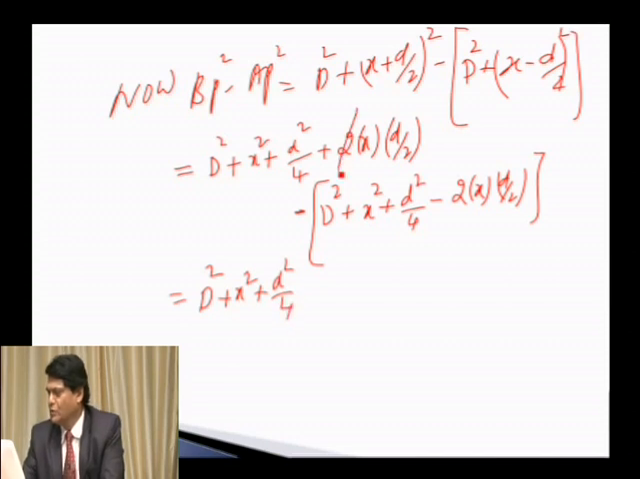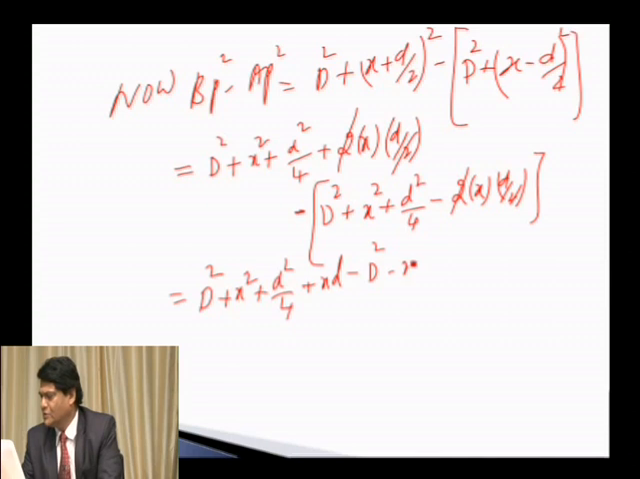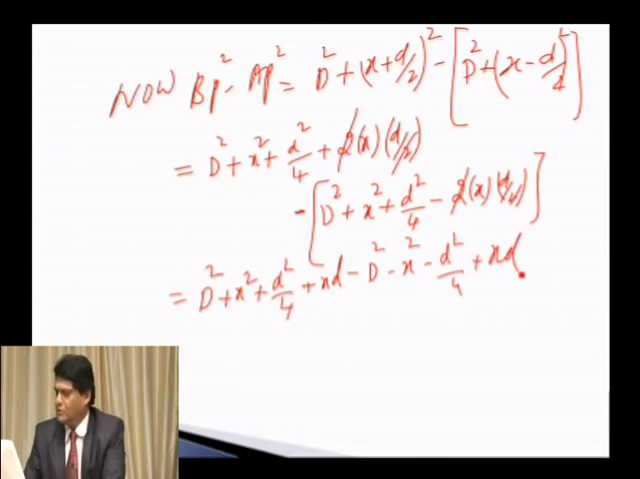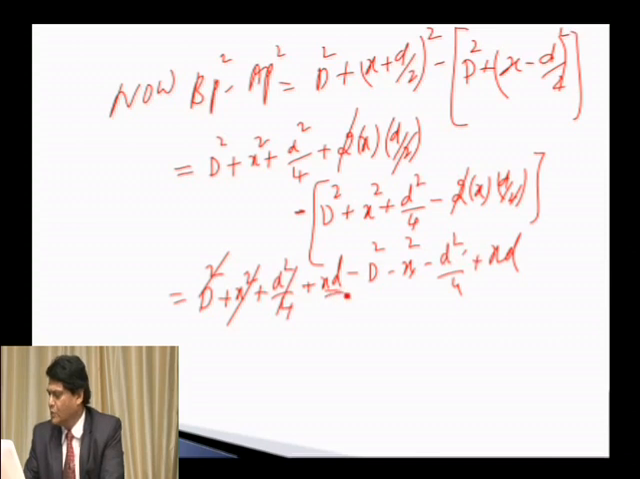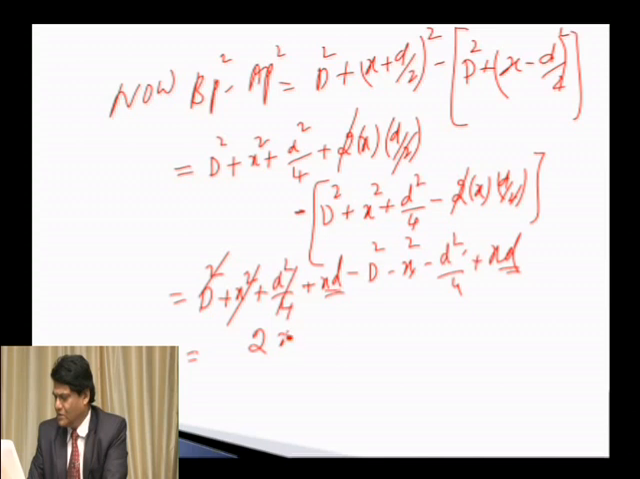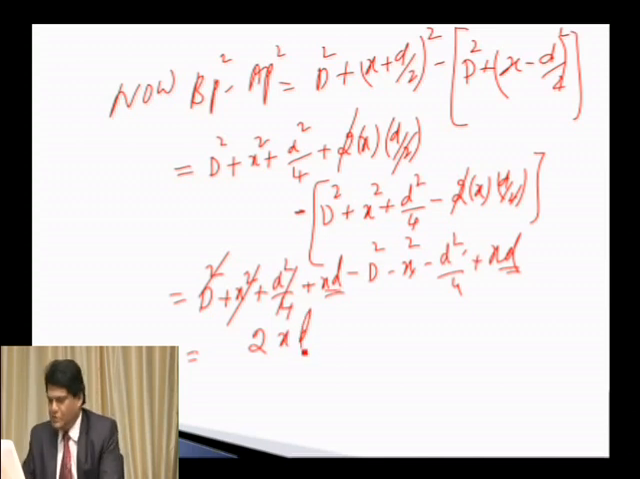Here the 2 and 2 get cancelled, here also it goes, you are left with plus x into d, multiplied with the negative, minus d square minus x square minus d square by 4 and plus x into d. Now everything gets cancelled, so this goes here and what remains are these two, which is nothing but 2x into d. So, this is the final result that we get.